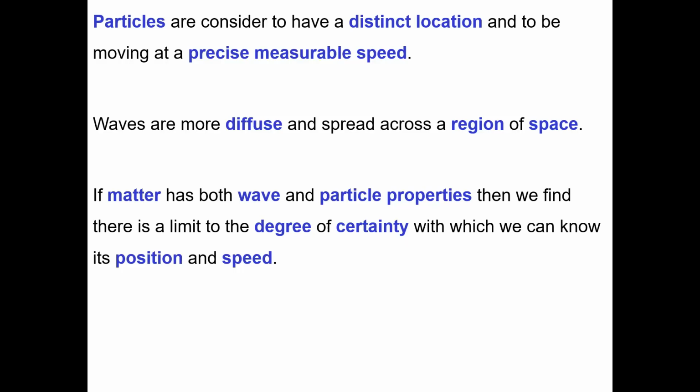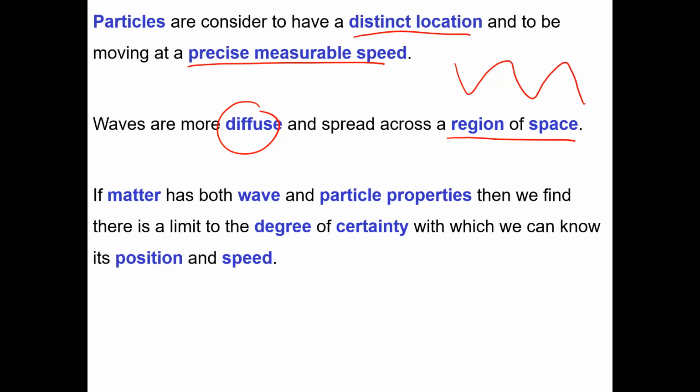So people realized quite quickly that we're going to have to think about how we talk about very small particles like electrons in atoms. So normally when we're thinking about a particle of matter, we consider them to have a distinct location and to be moving at a precise measurable speed. But waves are more diffuse. Waves are spread out across a region in space, aren't they? If we think about a wave, where is the wave? Well, it's everywhere the wave is.